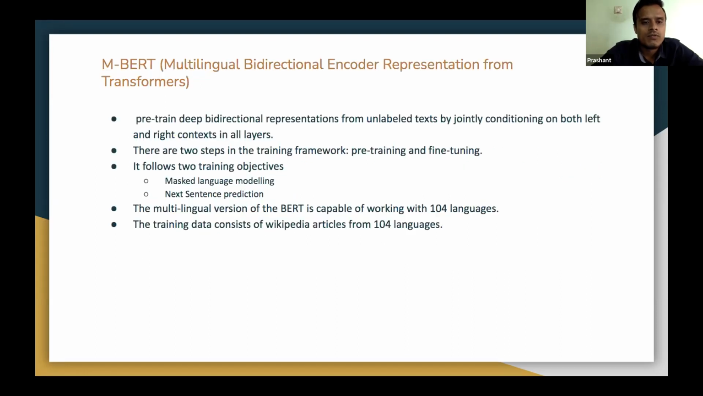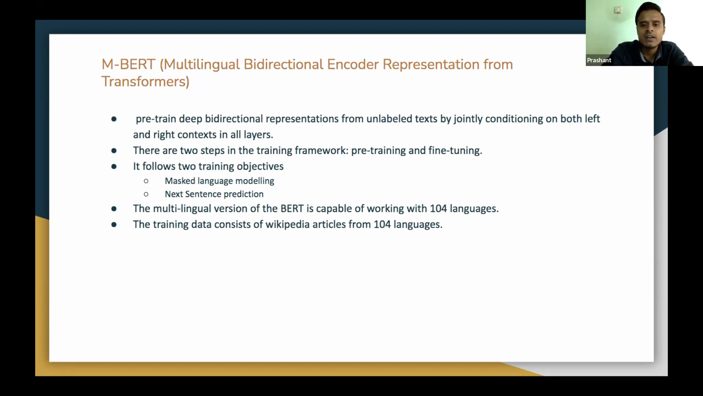So before moving forward, I would like to explain a little bit about M-BERT. M-BERT is basically Multilingual Bidirectional Encoder Representation from Transformer, which consists of encoder and decoder. BERT consists of a stack of encoders, and it is trained by pre-training from unlabeled text by jointly conditioning on both the right and left context in all the layers.